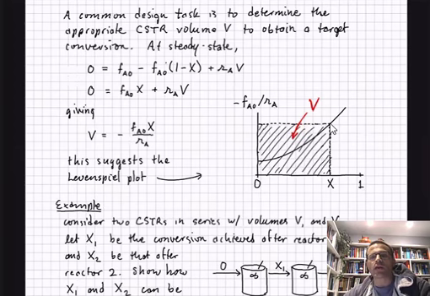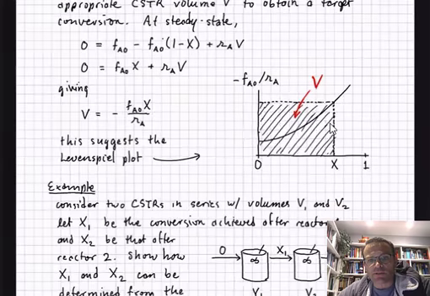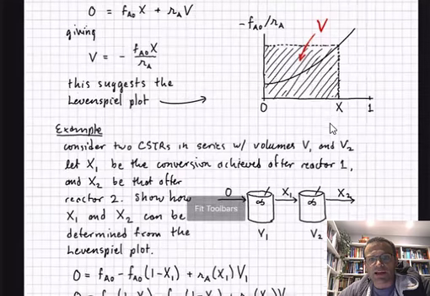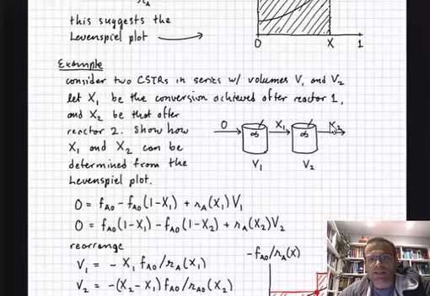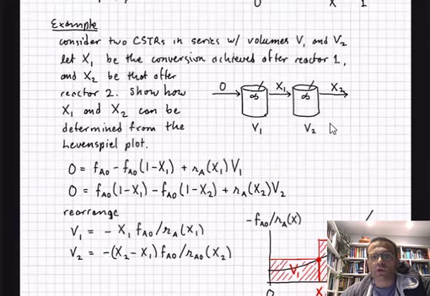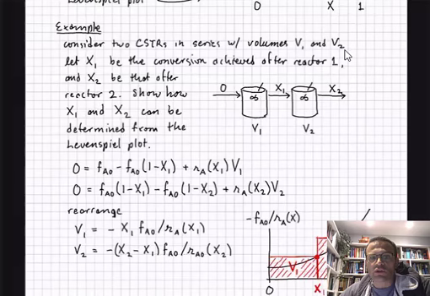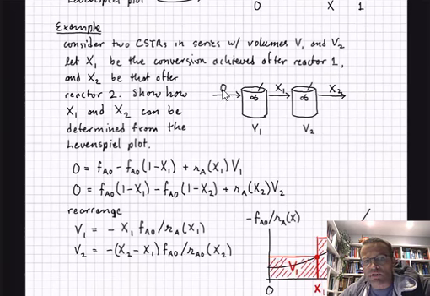What I'm going to do now is extend this idea, using these Levenspiel plots, to work with reactors in series. Let's talk first about the case where we have two CSTRs in series. They're going to have volumes V1 and V2. We're going to let x1 be the conversion that's achieved after we've come out of reactor 1.